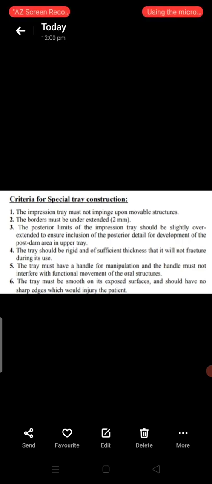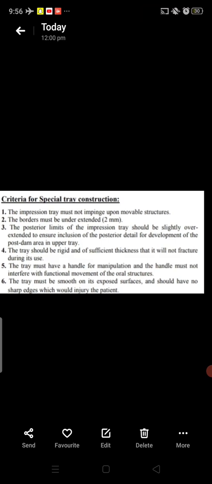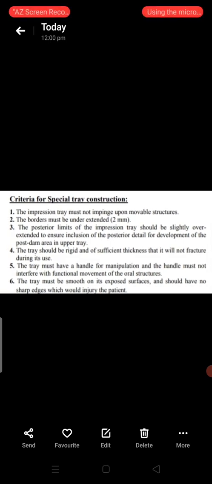Sixth is the tray must be smooth on its exposed surface and should have no sharp edges which would injure the patient. Now, this is all about the fourth chapter of Rapid Revision Course of Complete Denture Prosthodontics, which is impression tray. Now, today our chapter is complete.